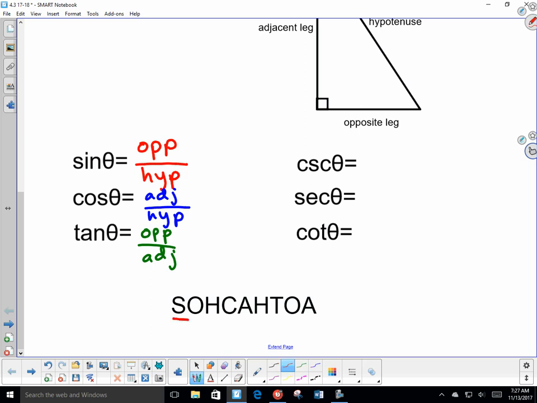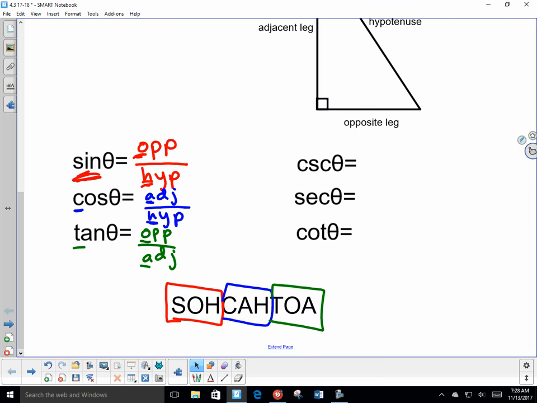The SOH part represents that the sine is the opposite over the hypotenuse. The cosine, the CAH part, is for the cosine is the adjacent over the hypotenuse. And then the tangent, the TOA part, means that the tangent, T for tangent, is the opposite over the adjacent. So SOH CAH TOA is a way to remember the angle relationships with a right triangle.